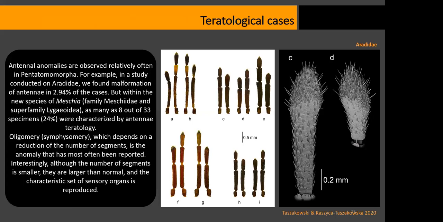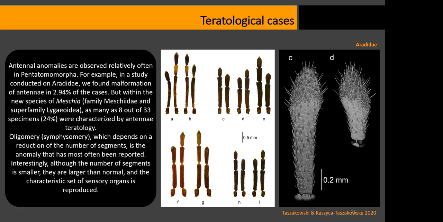And an interesting issue is teratological cases of the antennae. Antennal anomalies can originate in the nymphal instars through injuries to the antennae and their subsequent regeneration during the next instars. Antennal anomalies in Pentatomomorpha have been observed much more frequently than in other infraorders. For example, in a study conducted on Aradidae, we found malformation of antennae in 2.9% of the cases.